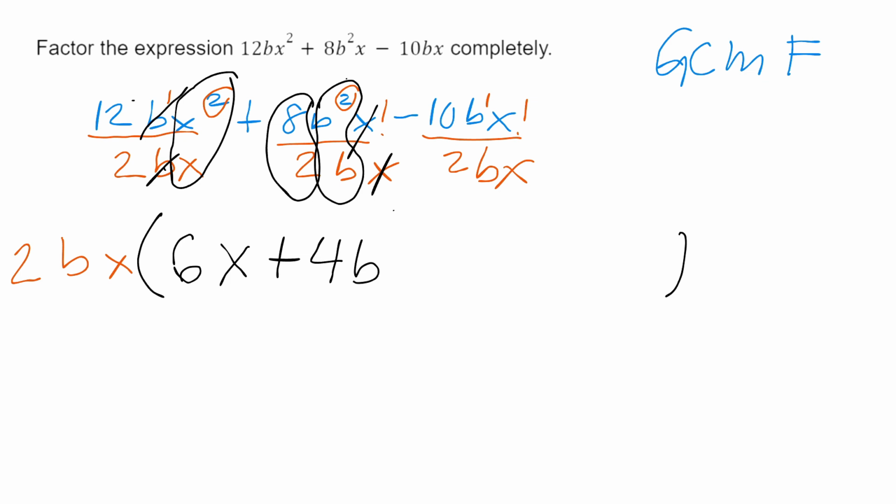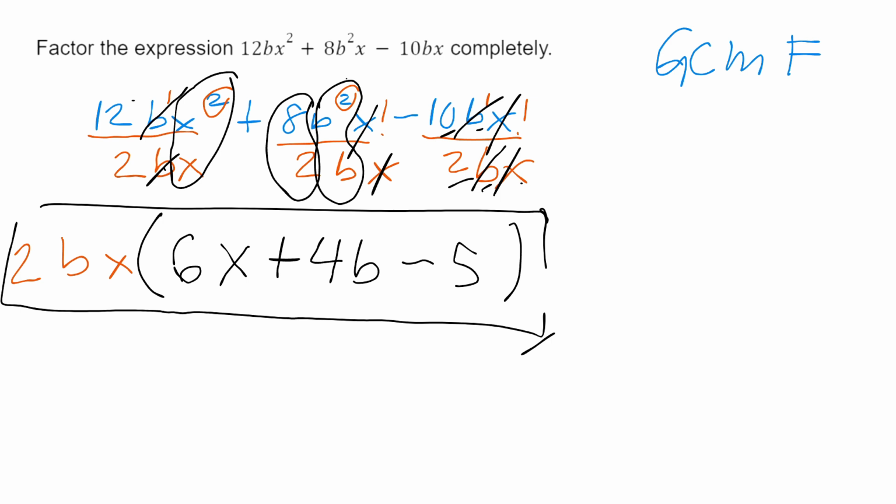Next, minus. What's 10 divided by 2? It's 5. Okay? What is b over b? Cancelled. X over x? Cancelled. Because they just have the same power. So just simply cancel. So this one here is already our final answer. Okay? I hope this one is clear already. Next one.